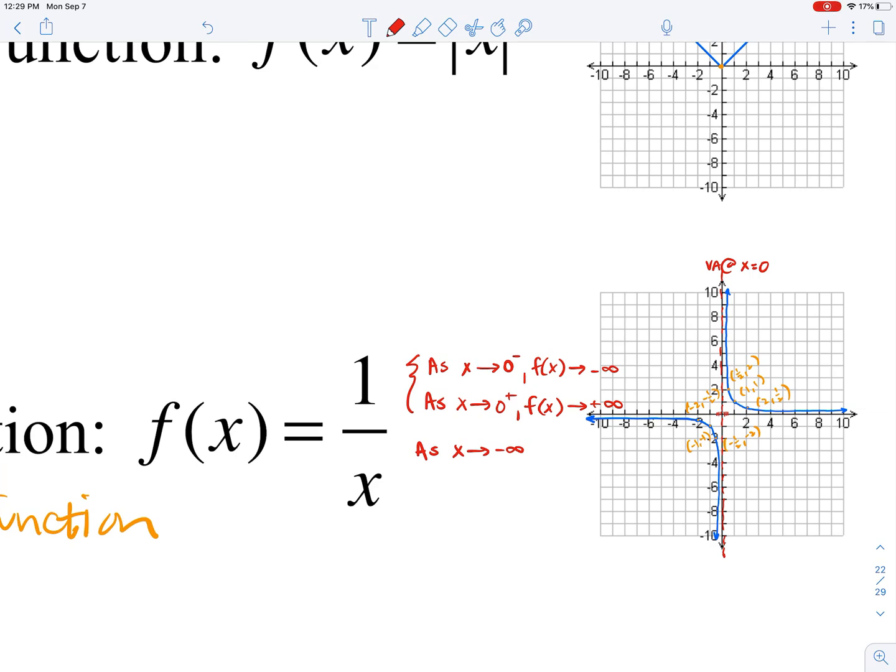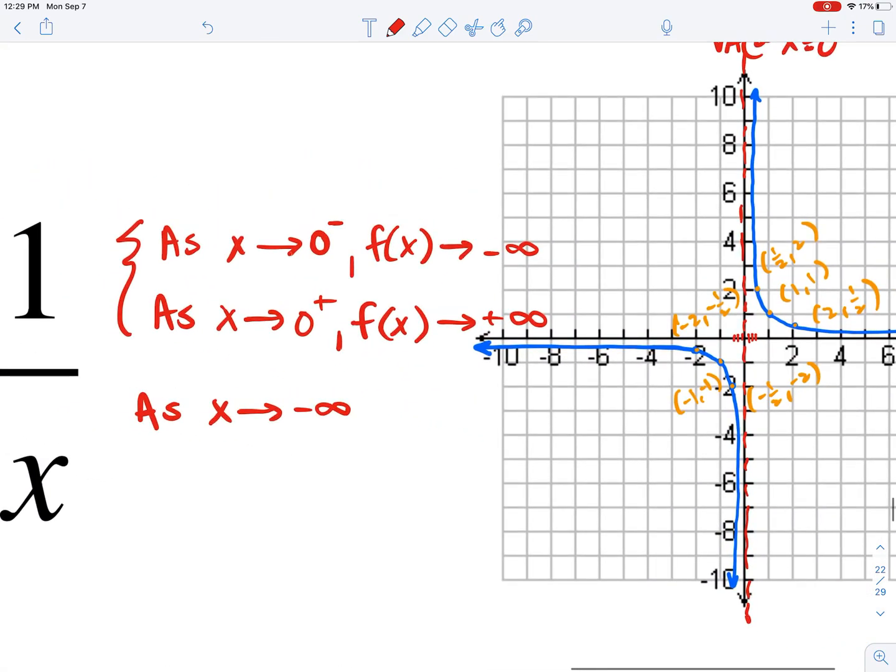So if we were to plug in larger and larger negative values, like -100, -1,000, -10,000, -1,000,000, our y-coordinates would end up getting smaller and smaller, closer and closer to 0, but the y-coordinate would never actually be equal to 0. So what we can say is as x approaches negative infinity, it looks like the function is approaching 0. However, it's not actually going to end up being equal to 0. It's just going to get really, really close to 0.